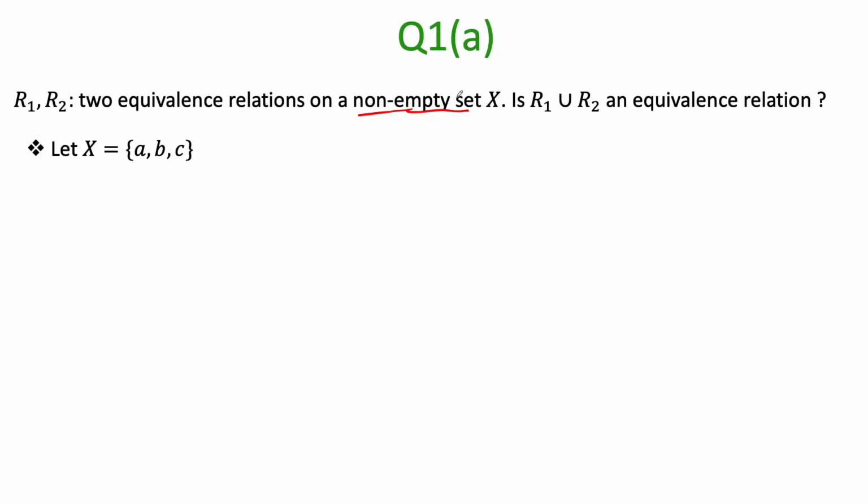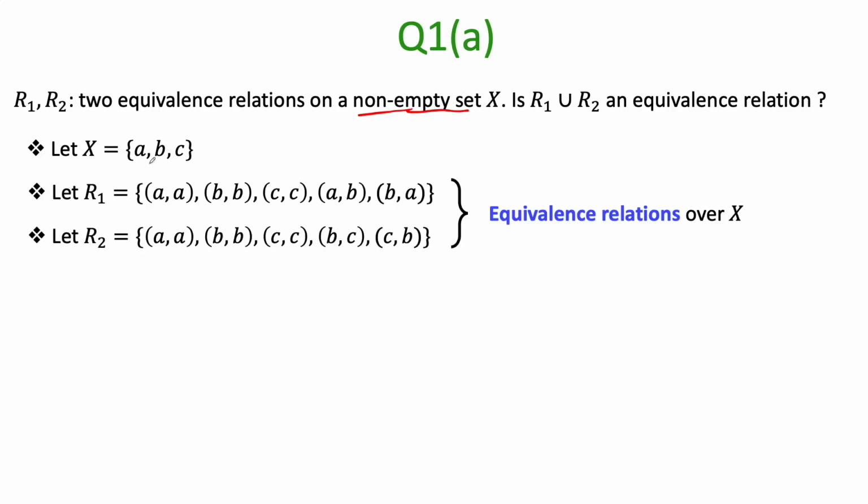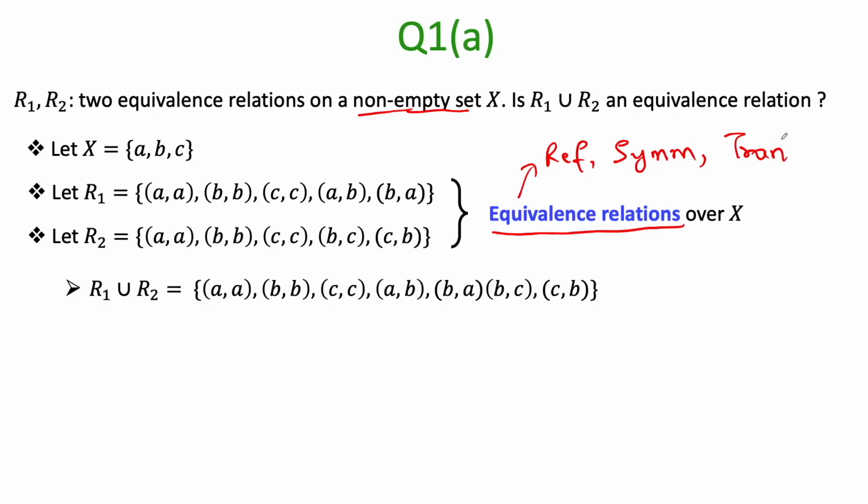So I consider my set X consisting of elements A, B, C, and let me have equivalence relations R1 and R2. R1 has the elements A comma A, B comma B, C comma C, A comma B, B comma A, and R2 has the elements A comma A, B comma B, C comma C, B comma C, C comma B. It's easy to see that both of them are equivalence relations over the set X. Each of them is a reflexive relation, symmetric relation, and a transitive relation. I'm not going through that. It's easy to verify that.